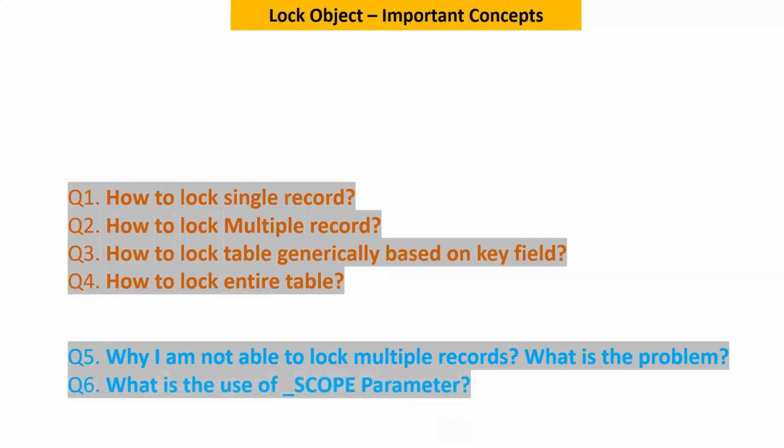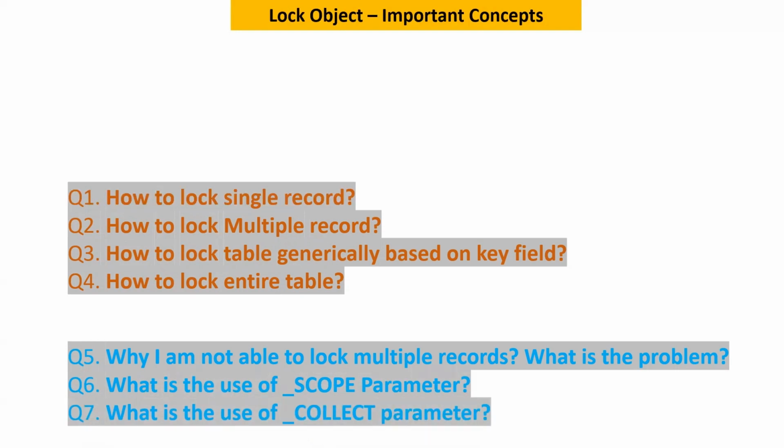Then we will understand what is the use of the underscore scope parameter inside the enqueue function module, and then what is the use of the underscore collect parameter inside the enqueue function module. So these are going to be very important topics, very important concepts related to the enqueue function module. It will help you to become a better programmer, a better ABAP developer.